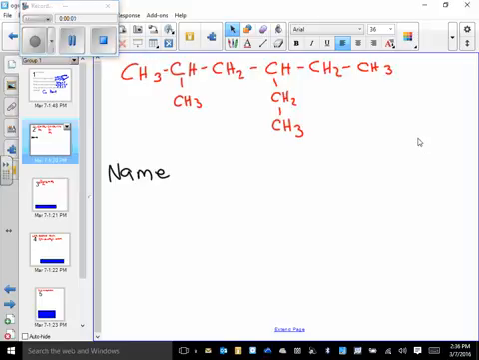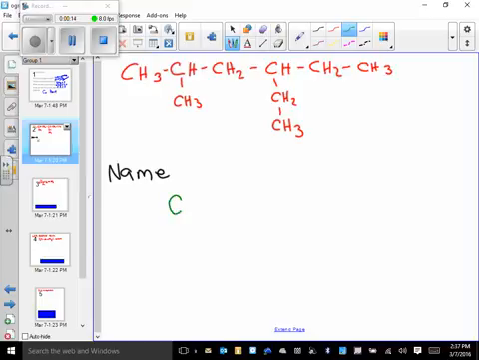Naming this molecule right here. The first thing that I almost always do is I like to get rid of the H's just so I can only see the carbons. I know what's going on. Okay, so let's just see how many carbons I have in a row. I have 1, 2, 3, 4, 5, 6 in a row here.